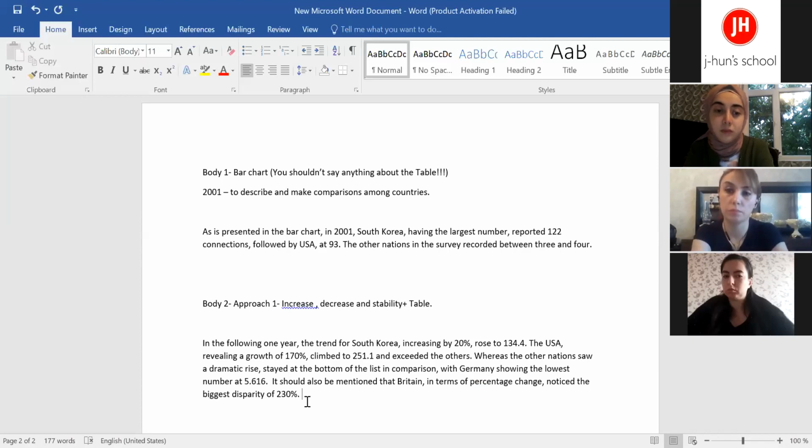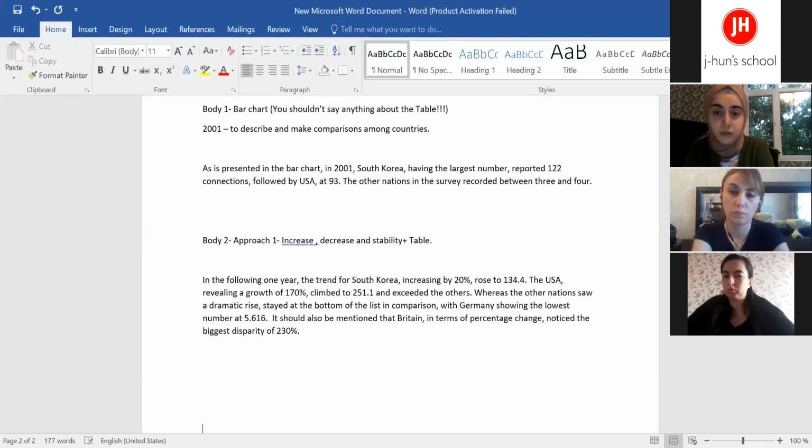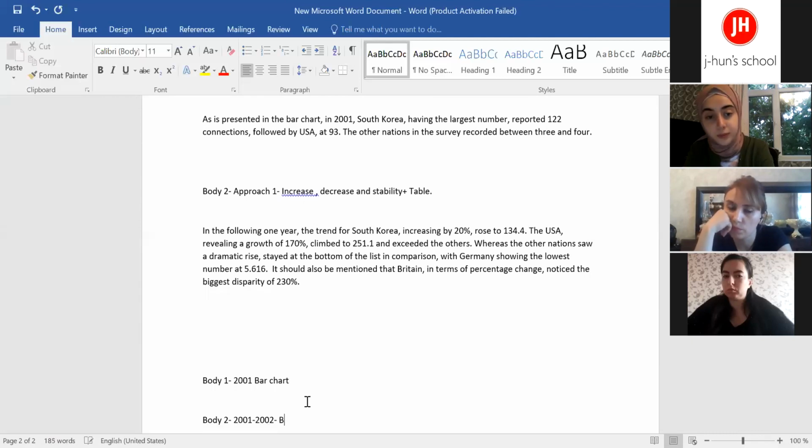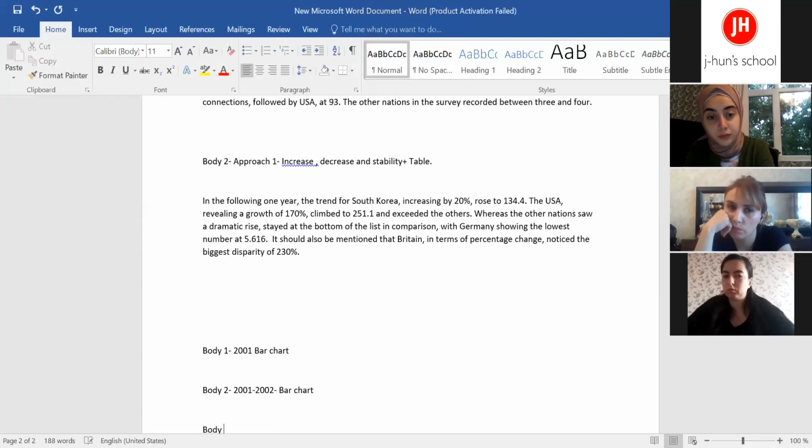Yeah, like this. So guys, another method would be something like that. Body part 1, 2001, body part 2, 2001 to 2002, but both of them should be bar charts. This is also a bar chart. And body part 3 is going to be the table. So this is also possible.